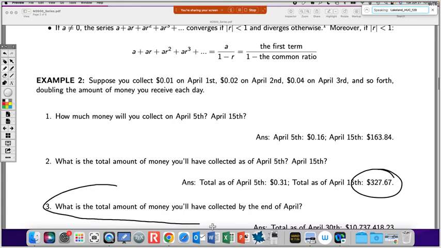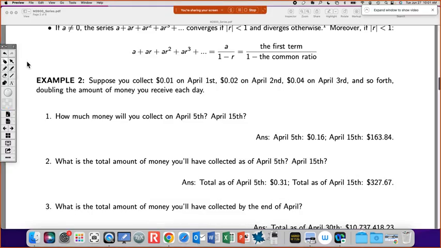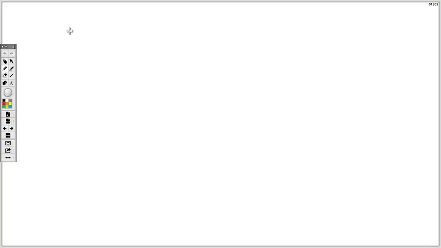So what's the total amount you'll collect by the end of April? So if halfway through April you've got a little over $300, what would be your guess as to what you'll have at the end of April? Well, how many days does April have?